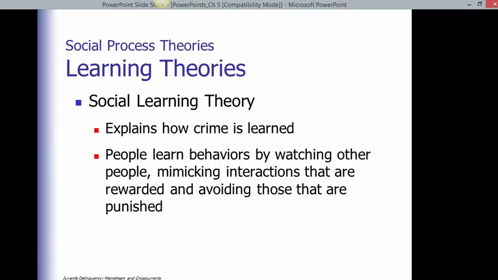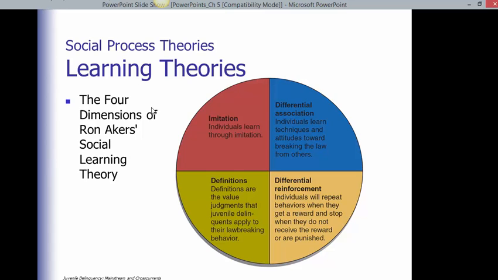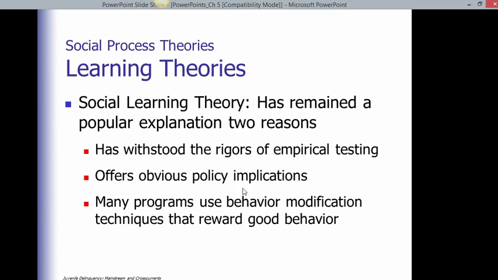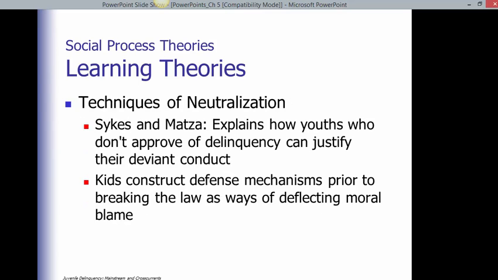Social learning theory explains how crime is learned. People learn behaviors by watching other people, mimicking interactions that are rewarding and avoiding those that are punished. Learning theory has 4 dimensions, according to Ron Akers, including imitation, differential association, differential reinforcement, and definitions. Social learning theory has remained a popular explanation for 2 reasons: it has withstood the rigors of empirical testing, and it offers obvious policy implications. Many programs use behavior modification techniques that reward good behavior.